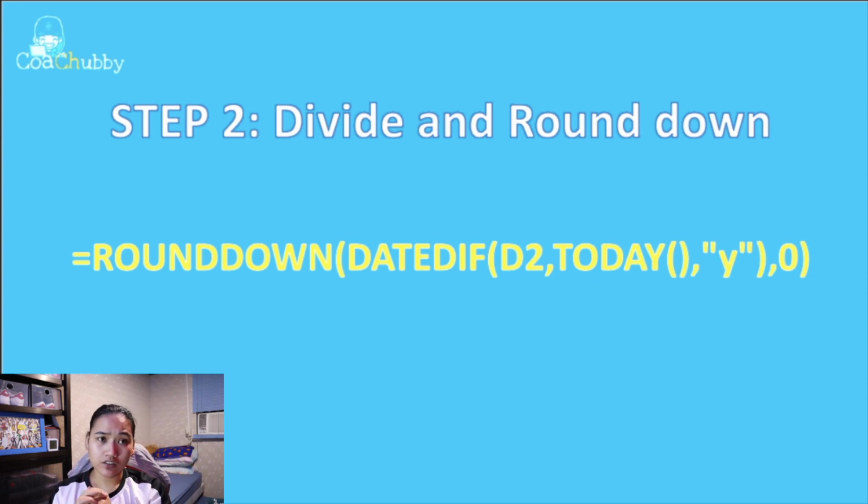For round down, you're telling Excel to automatically drop any fraction or any decimal from your number and not display that. So if you have 4 years divided by 3, the answer would probably be 1.33, and Excel will just drop the 0.33 and show you 1. Round up means it will automatically round up.